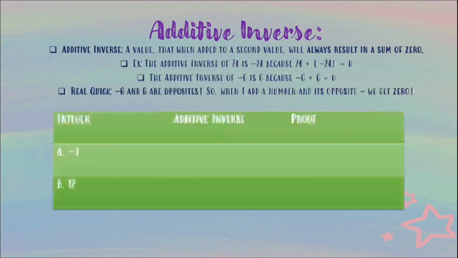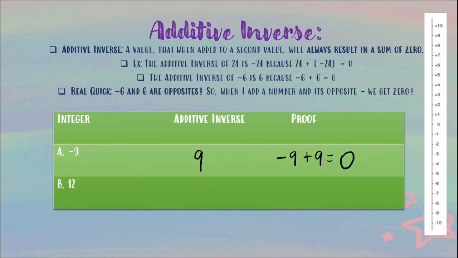We have the integer negative 9. The additive inverse of negative 9 is 9, aka the opposite. And I can prove that here because negative 9 plus 9 equals 0. I'll show you on my number line. If I start at negative 9, I add positive 9, which means I'm going to be moving up. I land at 0. Awesome.